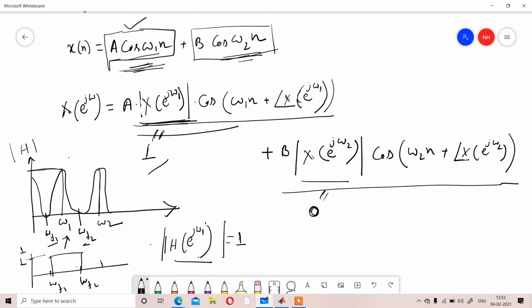So x e to the power j omega 1 is multiplied by h e to the power j omega 1. So what is happening? x e to the power j omega 1 remains x e to the power j omega 1. That means it remains that signal.